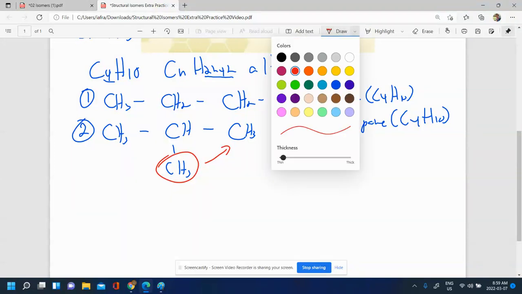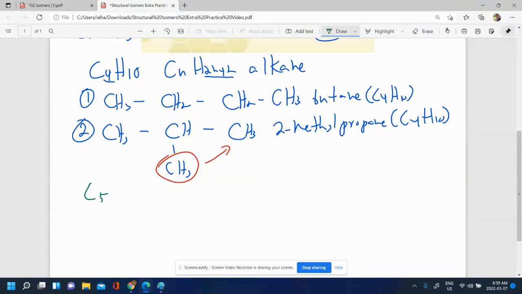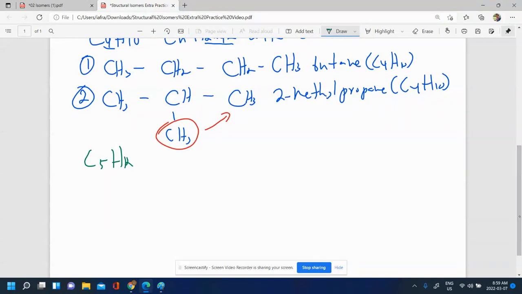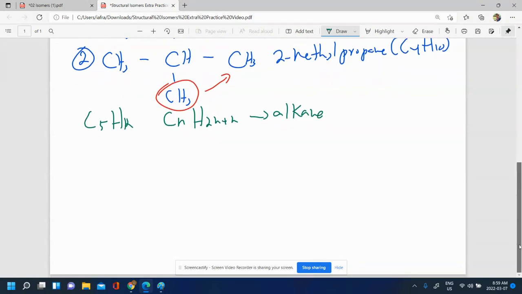So let's try another one. Let's try C5H12 and see how many we can get. So C5H12, once again, is one that follows the CnH2n+2 formula. In other words, it is an alkane. And since we have an alkane over here, there's only going to be single bonds. And we can't do cycloalkanes either because, again, cycloalkanes have a different formula altogether.